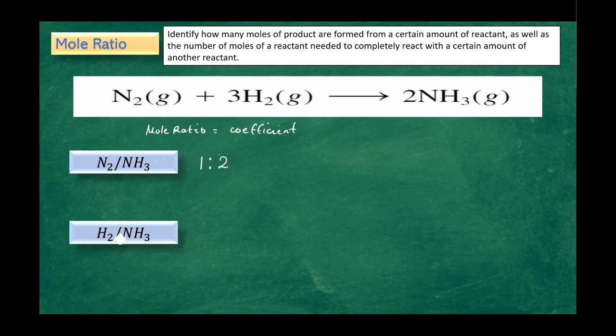Next, we have our hydrogen here, and then we have our ammonia. Look at our coefficient here. In our hydrogen, we have 3, and in our ammonia, we have 2. So therefore, this is our mole ratio. Now let's go to the reactants. We have nitrogen and then hydrogen. So N2 and H2, look at the coefficients. Our nitrogen is 1 and our hydrogen is 3. So this is how you find our mole ratio.